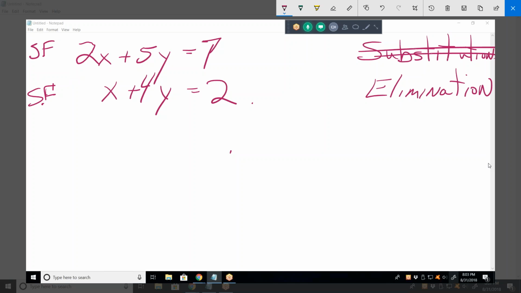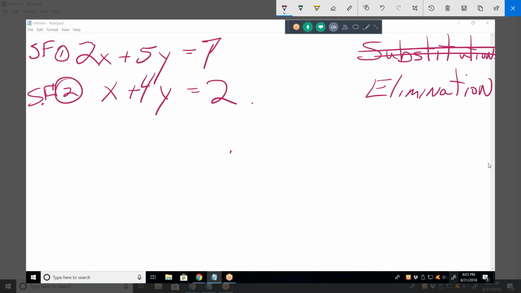And our goal, let's call this equation 1, this equation 2, and this is not a bad thing to do on every one of these problems. And you'll see why in a moment. Our goal is to eliminate a variable. Now, if I can add or subtract the equations, how can I eliminate a variable? If I add them, I don't eliminate, I get 3x plus 9y. If I subtract them, I get x minus y.